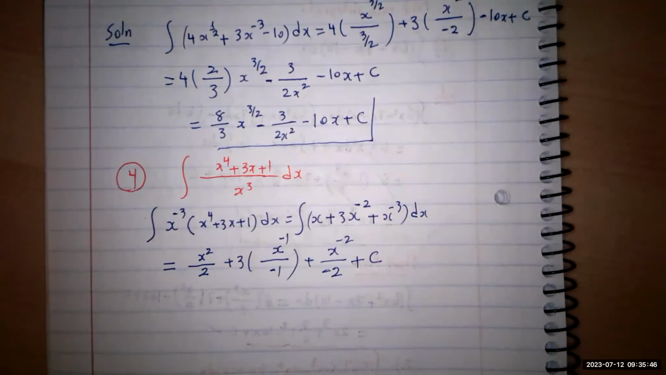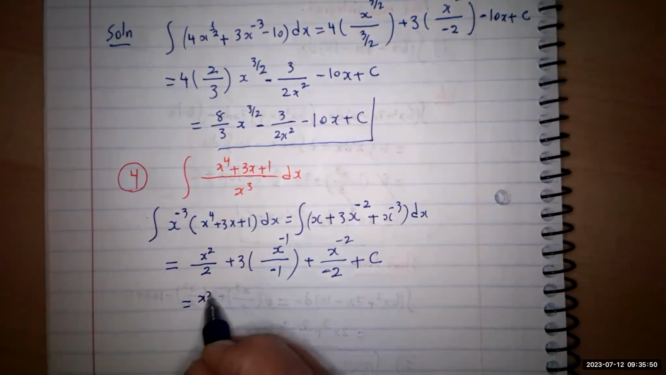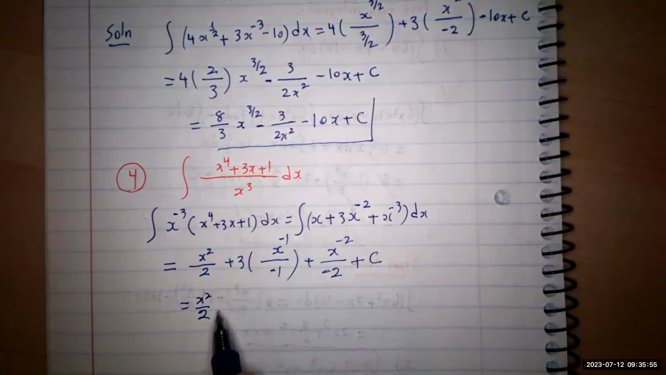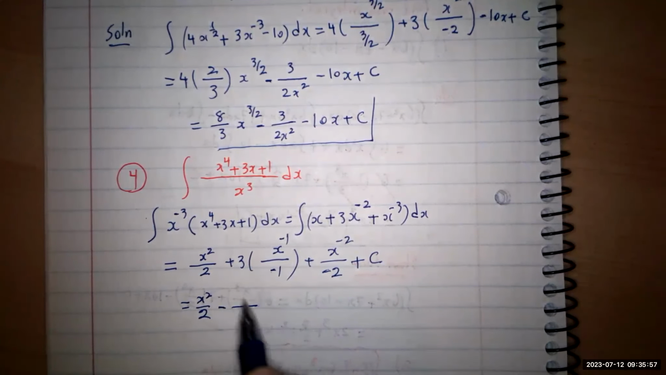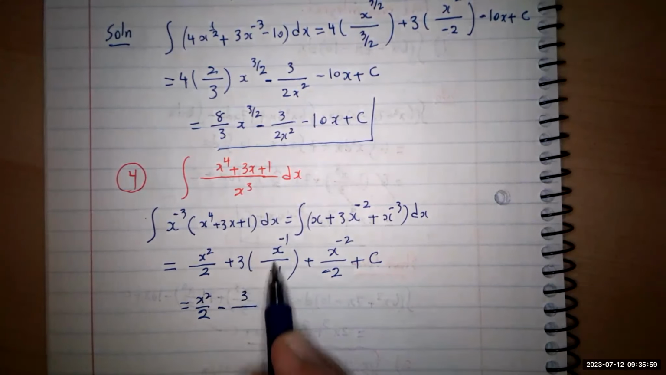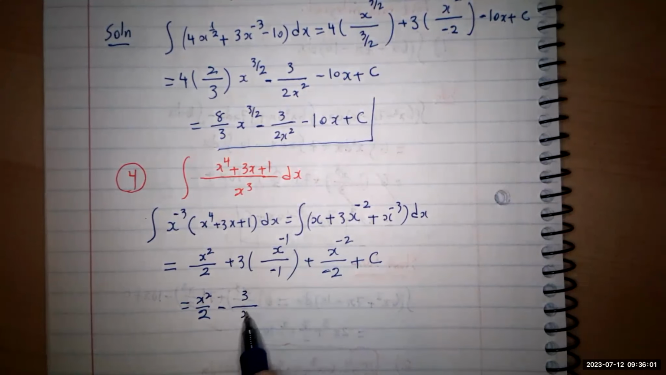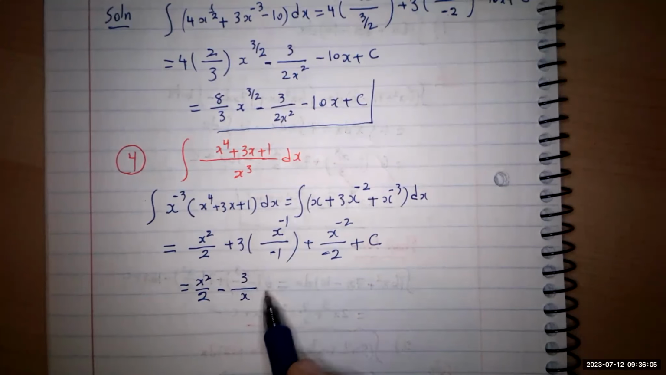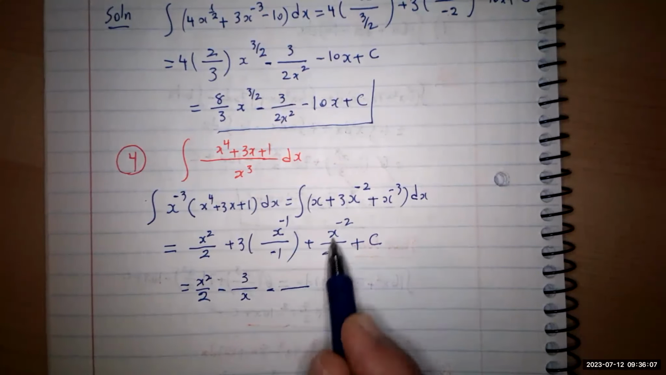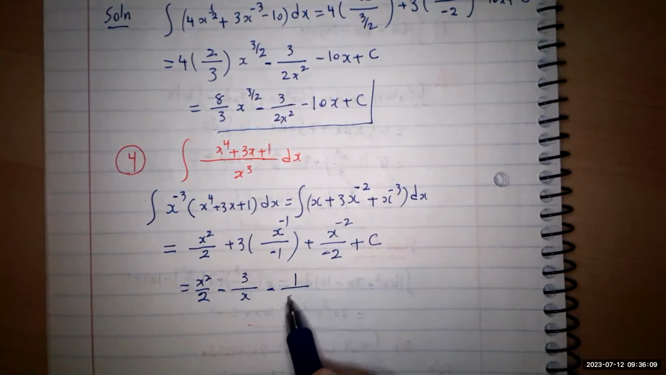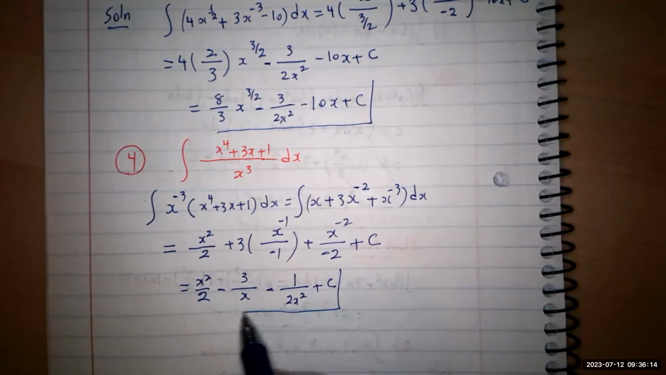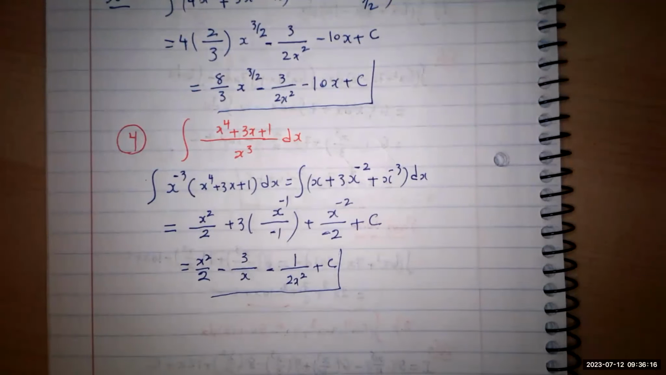Now take care of those negative powers and the negative sign. The first one, you cannot simplify, the x squared over 2. And this is going to be positive, negative would be negative. You get a fraction. You put the 3 on the top of the fraction. You bring the x to the -1 down. X. This is positive, negative would be negative. You get a fraction. You move this one down. 1 over 2x squared plus the constant c. This would be the final answer.